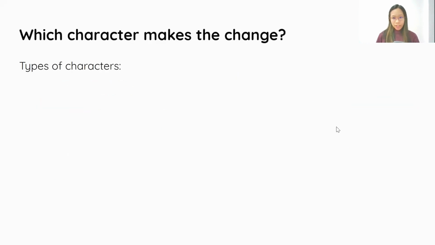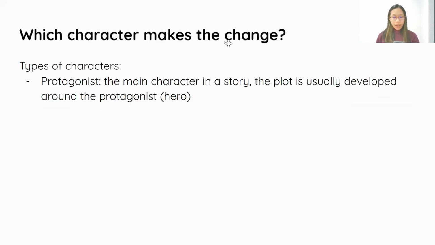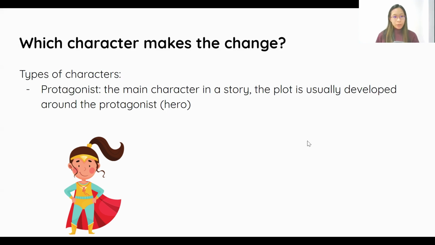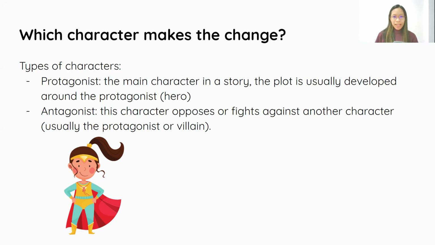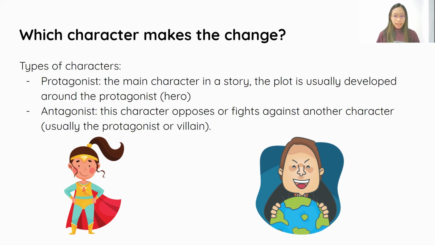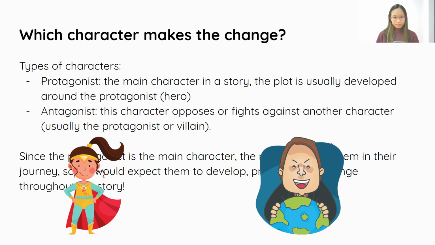Now, there are different types of characters. You will have your protagonist, who is the main character of the story, and the plot is usually developed around this protagonist. They could be the hero of the story. You will also have an antagonist. This antagonist character opposes or fights against another character. So they usually fight against the protagonist, and they could be a villain.